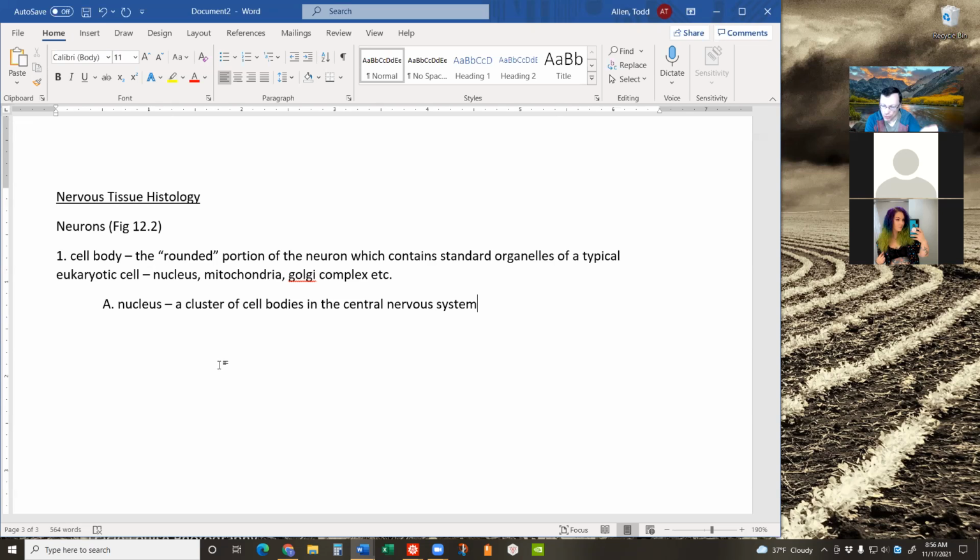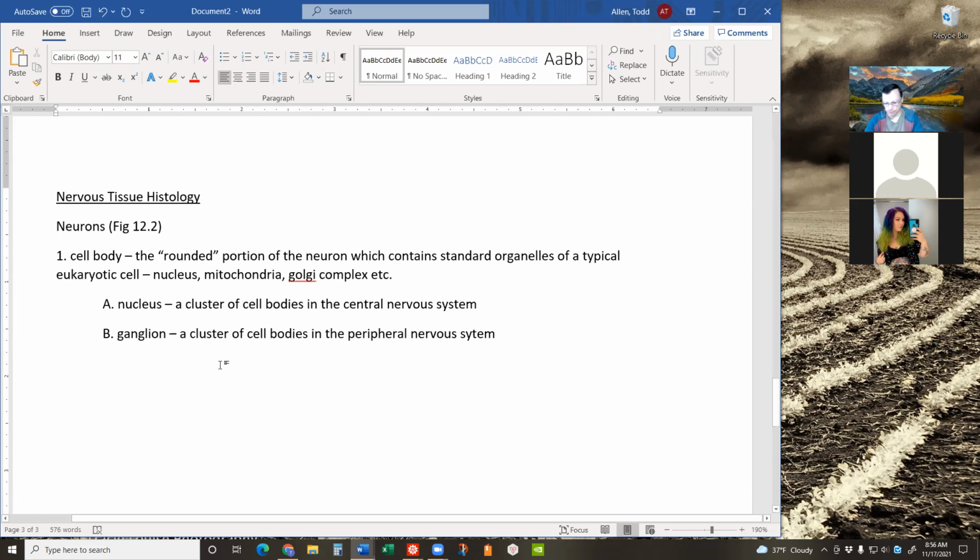In nervous system physiology, a group of cell bodies in the central nervous system is a nucleus. The comparable structure, where you have a group of cell bodies in the peripheral nervous system, is given a different word. That different word is ganglion. Ganglion: a cluster of cell bodies in the peripheral nervous system.